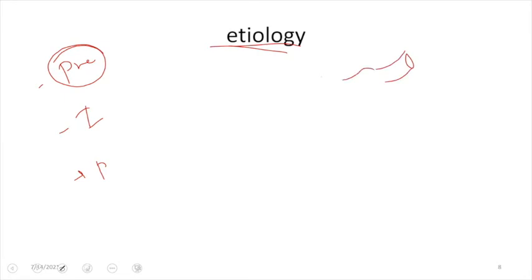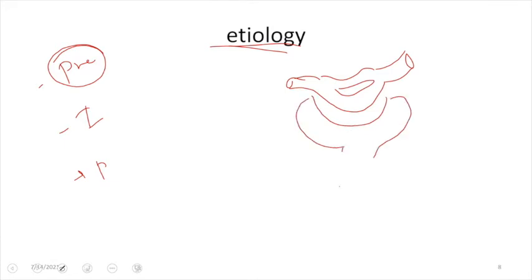So we were talking about the etiology. The etiology can be a pre-renal cause, or it can be an intra-renal cause, or it can be a post-renal cause. So what does pre-renal cause mean? As I've already discussed, this is our afferent arteriole, this is our glomerular capillary, and this is our efferent arteriole. Let me make this Bowman space, and this is our tubule. So let us discuss the pre-renal cause.